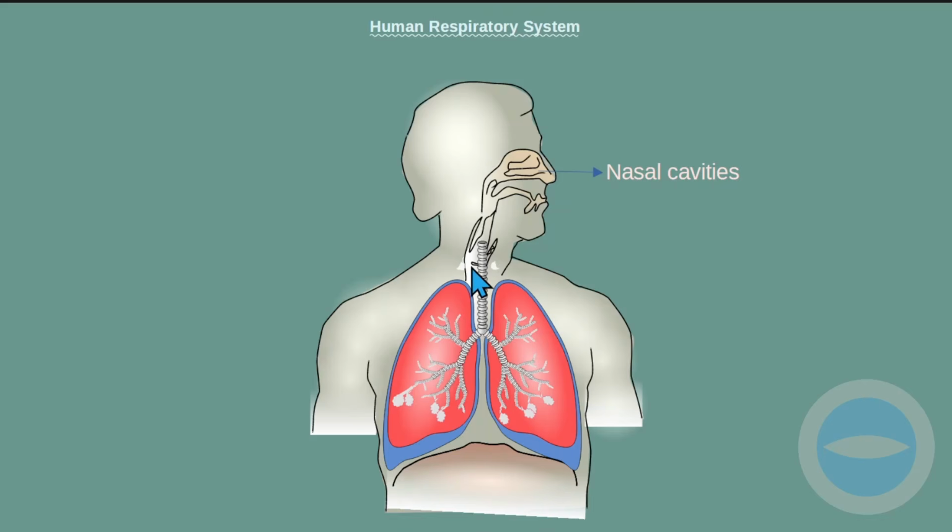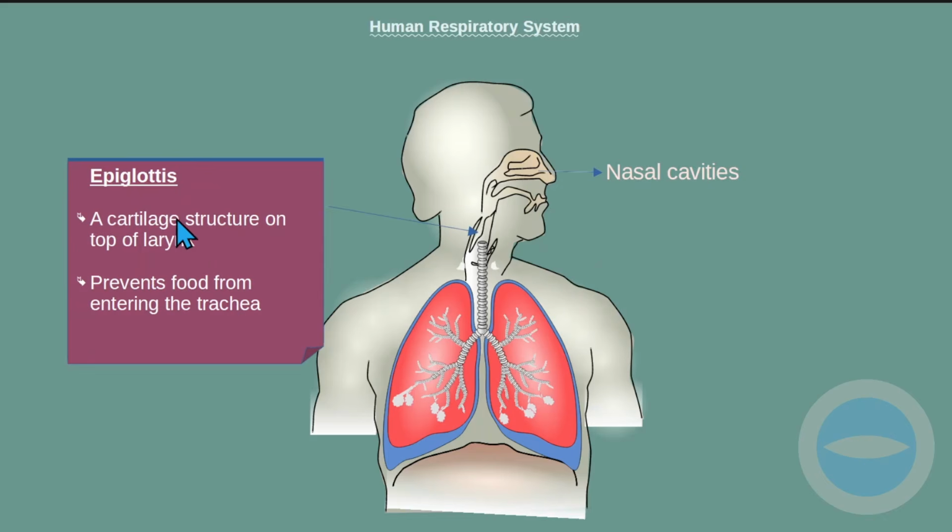So now let's look at all the parts that the examination guideline wants us to know the functions and their adaptations. The first part that we have to look at is the epiglottis. The epiglottis is a cartilage structure on top of the larynx. It prevents food from entering the trachea. So this epiglottis prevents food, as it travels down the esophagus, from entering the trachea.